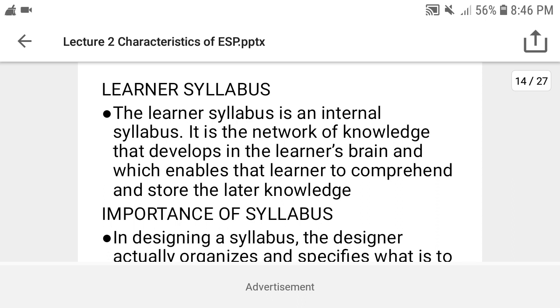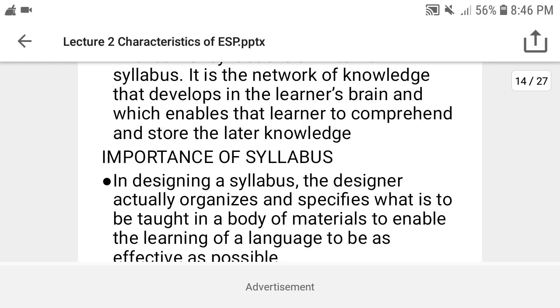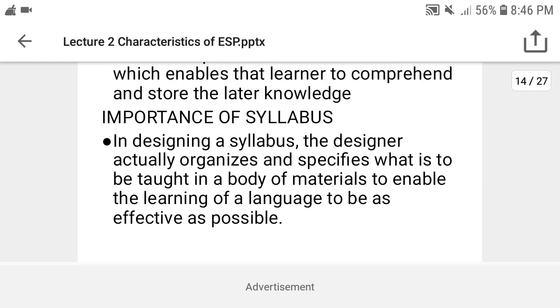Learner syllabus. The learner syllabus is an internal syllabus. It is the network of knowledge that develops in the learner's brain and which enables that learner to comprehend and store the latter knowledge. Importance of syllabus. In designing a syllabus, the designer actually organizes and specifies what is to be taught in a body of materials to enable the learning of language to be as effective as possible.